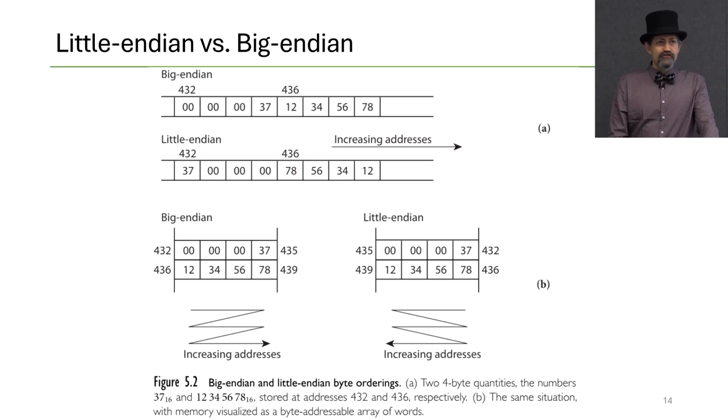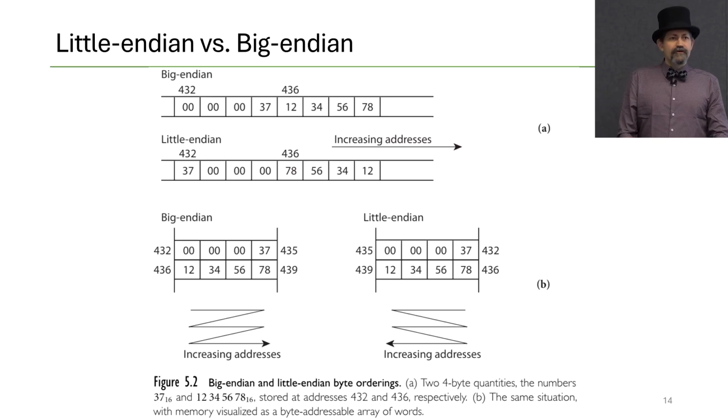Little-endian, on the other hand, reverses this. So the first word is still first, it's at location 432, but now the low order byte, the one that holds 37, is first. And then at address 436, if we write 12, 34, 56, 78 in hex, then the 78 comes first, followed by 56, 34, and 12.